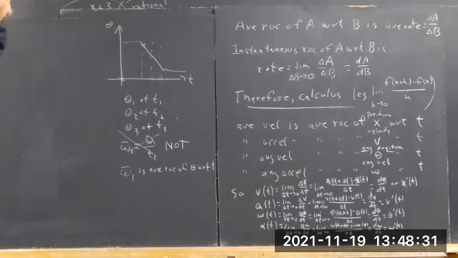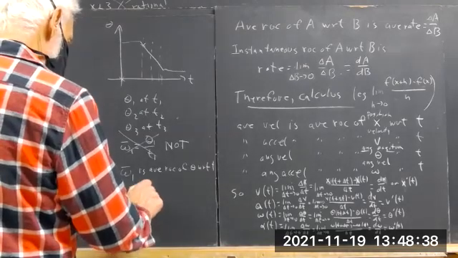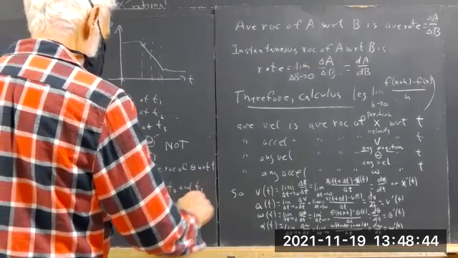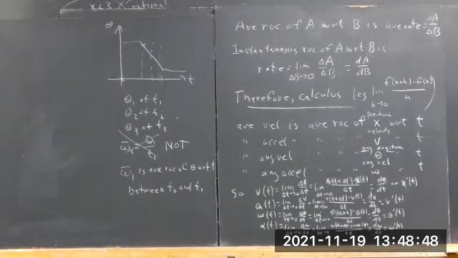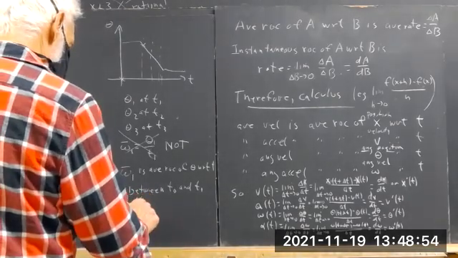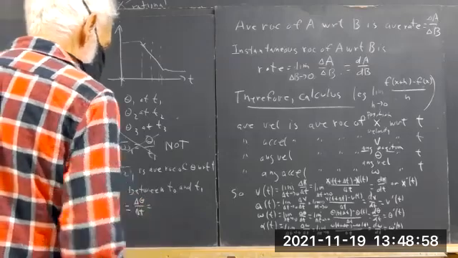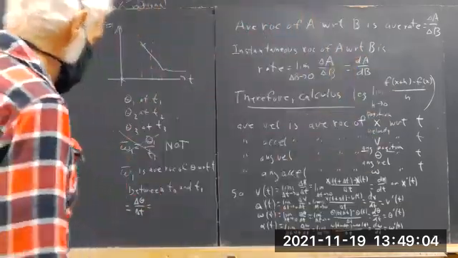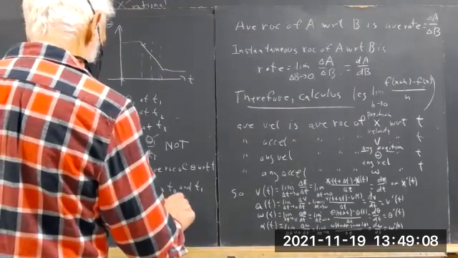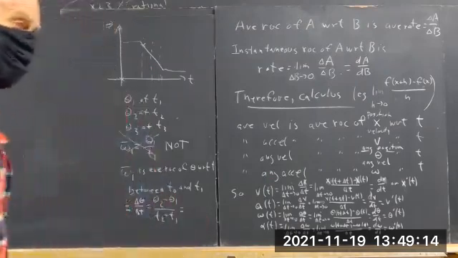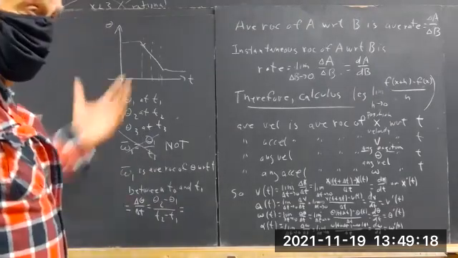The average rate of change of theta with respect to t between t naught and t one equals delta theta over delta t. And of course, once we pointed all this out, he gave me the right result, which is theta 2 minus theta 1 over T2 minus T1. Okay. And then you got the result for that from your 2 points.